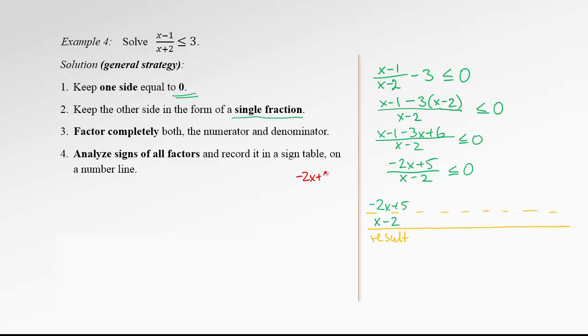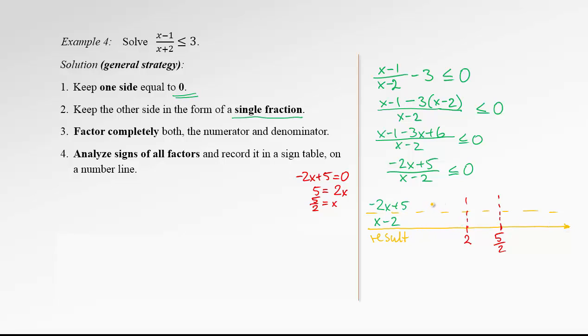Negative 2x plus 5 is equal to 0 when 2x is equal to 5, therefore when x is equal to 5 halves, 2.5. So let's say 2.5 is somewhere there, okay, 5 halves. And the next critical number comes from this expression. x minus 2 is equal to 0 when x is equal to 2. 2 is below 2.5, so let's mark it somewhere here. That will be our 2. These two critical numbers cut our number line into 3 sections.